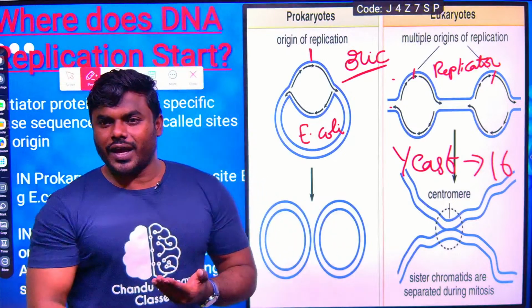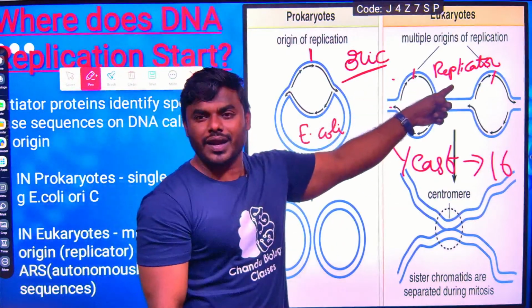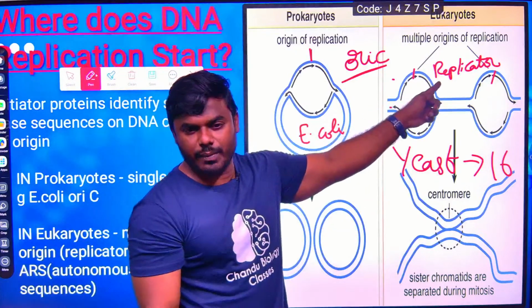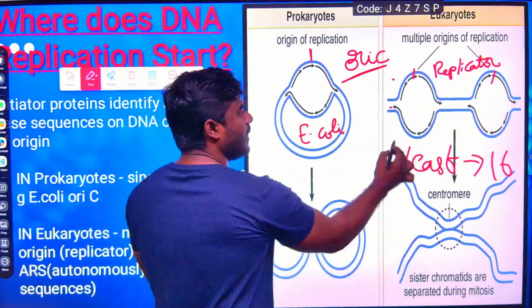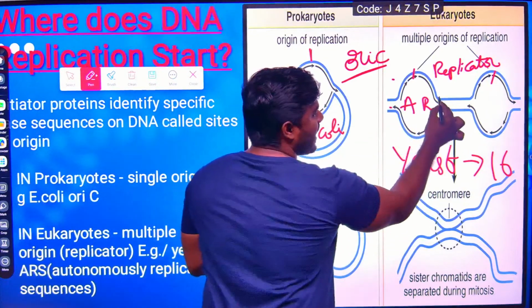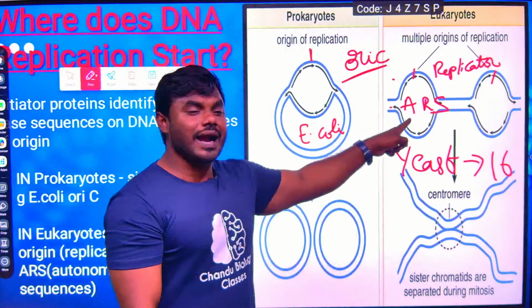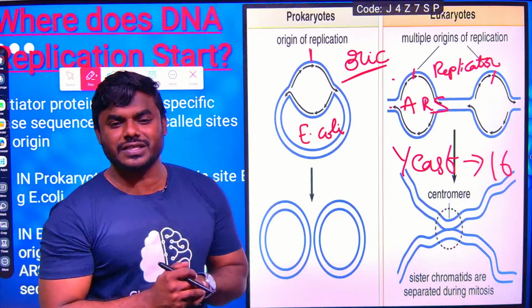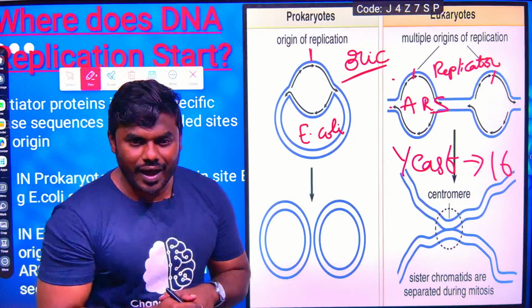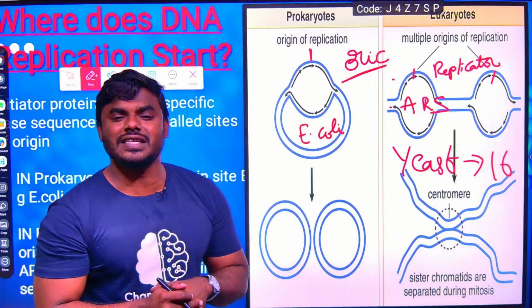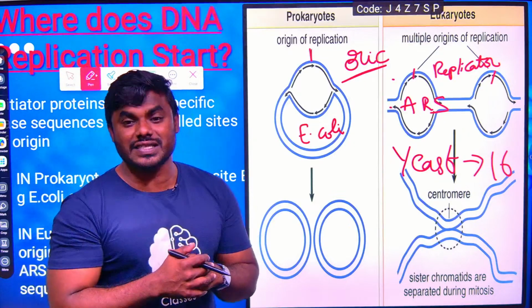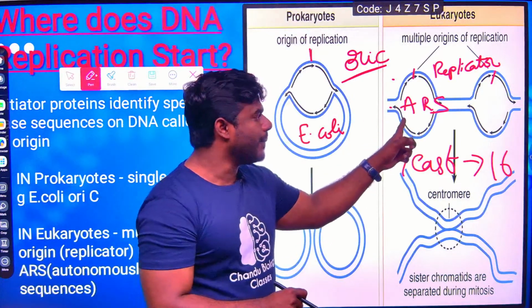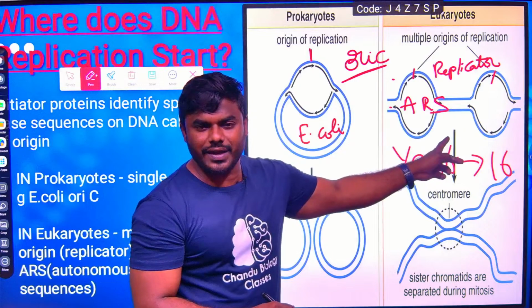In case of eukaryotes, what word do we use? Replicator. Especially in yeast, we have another name for this replicator. I hope you are getting me correctly. We call it ARS. I'll tell you in the processes. Autonomously replicating sequences. What is the meaning of autonomously? Are they dependent on each other? No. So can I say that all are activating simultaneously? That is also a question. That's a very important statement to be noted down. They are all autonomously replicating sequences.